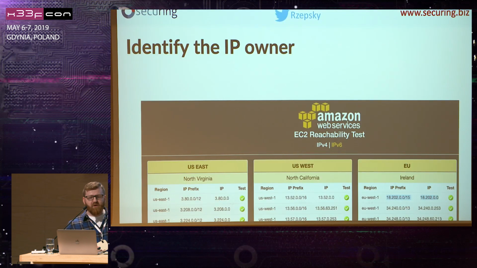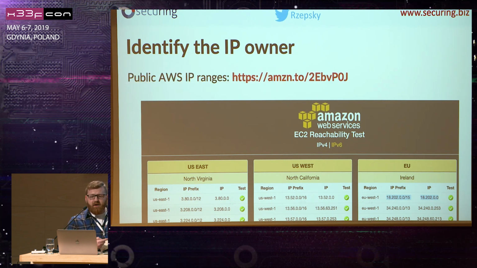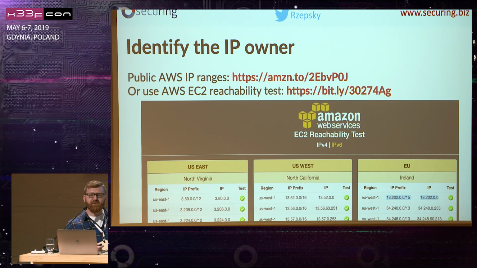What is more, there are publicly available AWS IP ranges. Based on the IP address, you can know which AWS service is actually used by this IP address. You can see that our domain analytics.online uses this range, so it's the region and the Elastic Compute Cloud service. It's in JSON format, and there's also a tool for EC2 reachability tests. Here are the links.